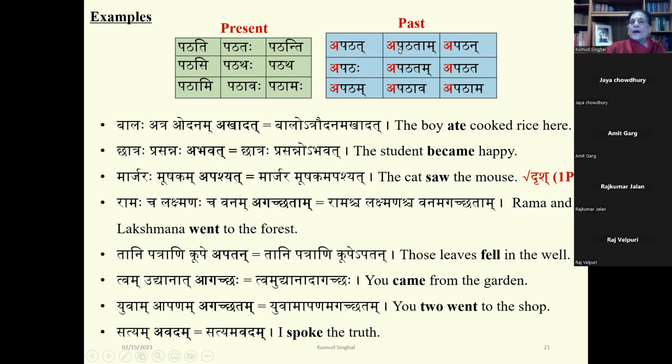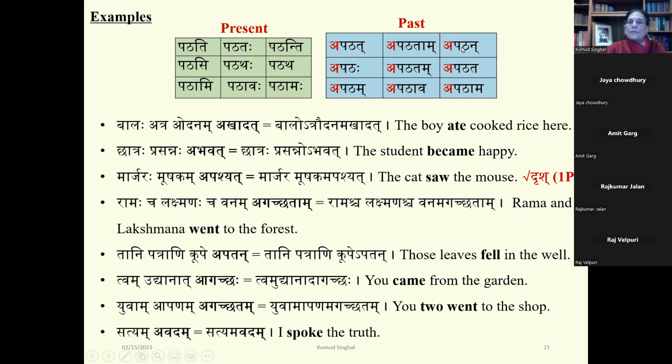Similar to apatatam. So here visarga is followed by a cha. Visarga becomes a sha. So Ramascha, Lakshmanascha, Vanam, ma and a, Vanma gachatam. Ram and Lakshmana went to the forest, the past tense.